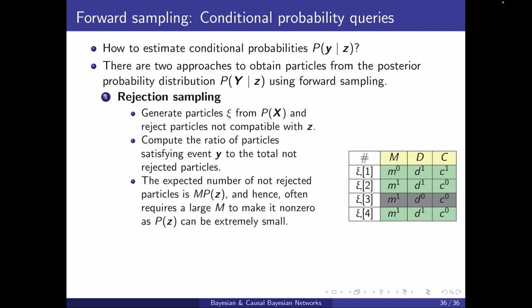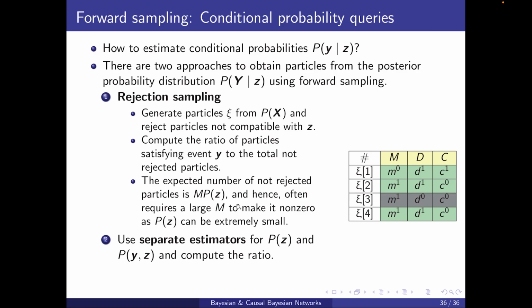Then the expected number of non-rejected particles is m times p of z, and because the number of variables in the joint distribution can be many, the probability assigned to each event can be very low, right? So p of z can be extremely small, and we need m to be quite large to get m p of z non-zero to make it a meaningful probability. Okay, so it requires quite a large number of samples.